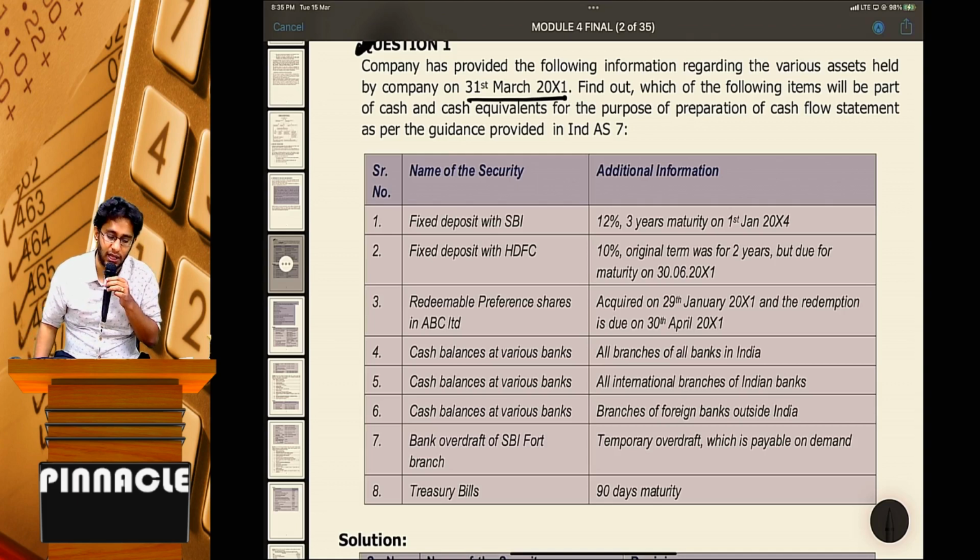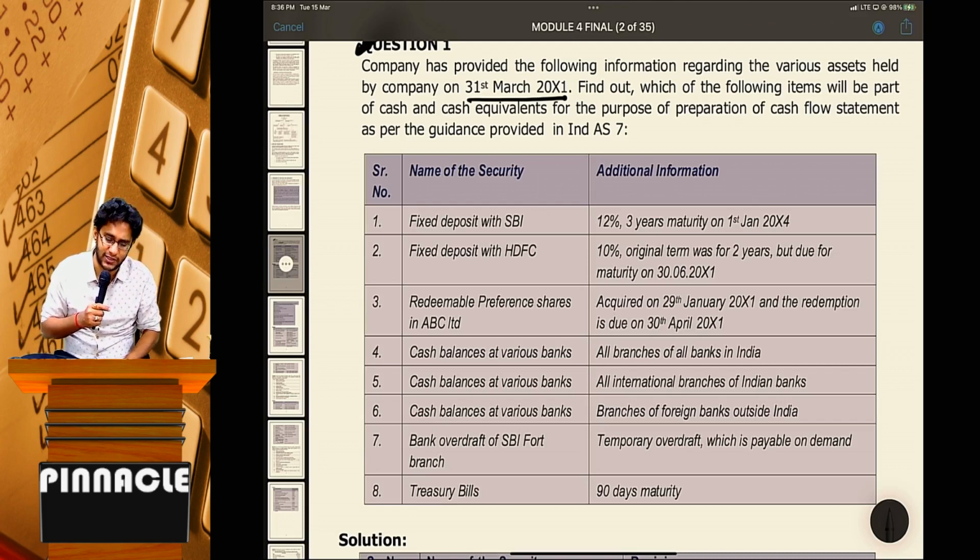Redeemable preference shares in ABC Limited, acquired on 29th January, and redemption is due on 30th April. What do you feel? Redeemable preference share. I bought it, sir, and from the date of my buying, it gets converted into cash within the next 90 days and the risk is also insignificant. Why? This is not equity shares, it is preference share, that too nearing redemption. What will happen after 3 months? Whatever amount I will get, I know already, I will get that amount only within 3 months. Definitely cash equivalent.